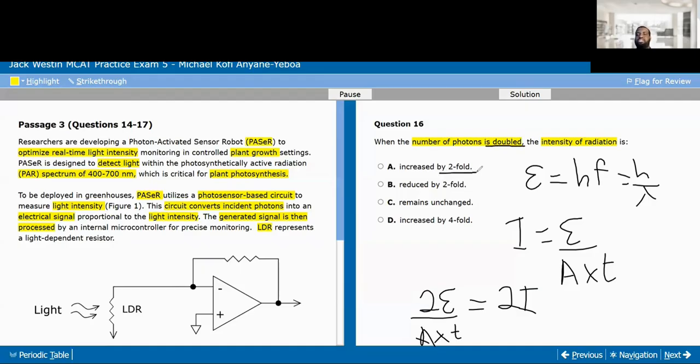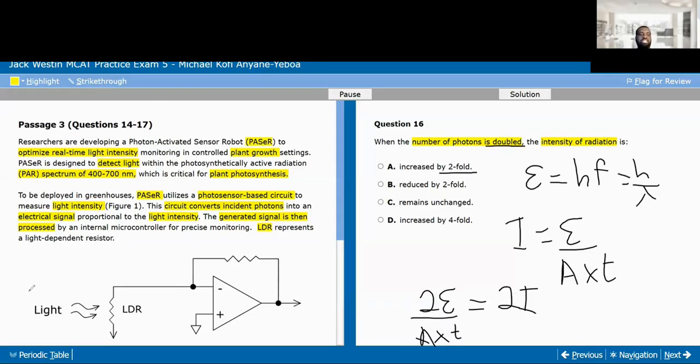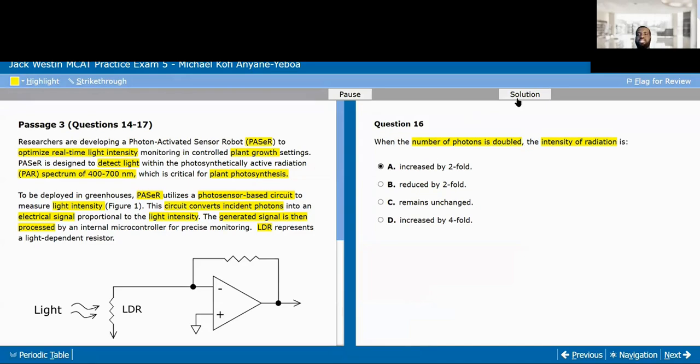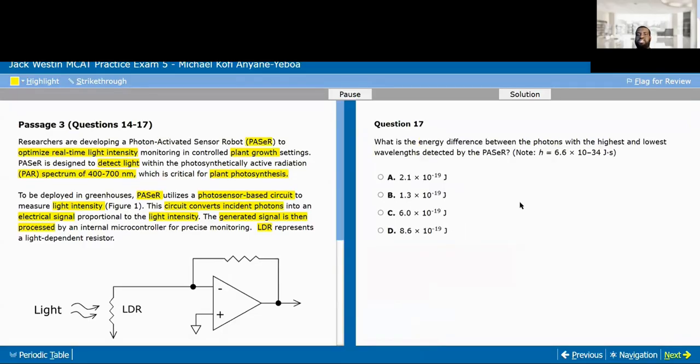And I remember you always try to get your answer before you look at the answer choices. There are a few situations where you have to look at your answer choices, but my answer should be A. I'm going to clear this, and so we can proceed. Let's see if it's right. A, right? That's very clear. So 70, what is the energy difference between photons with the highest and lowest wavelengths?